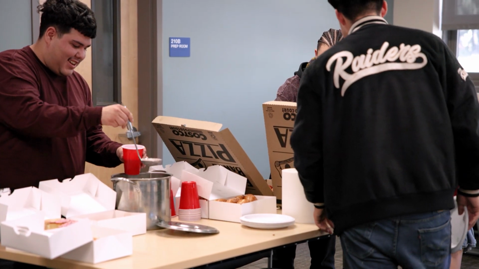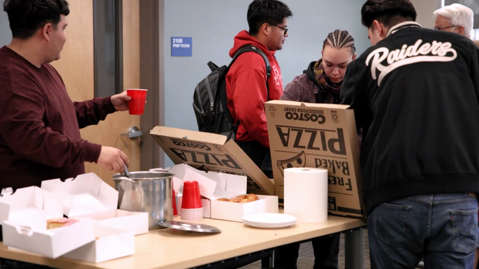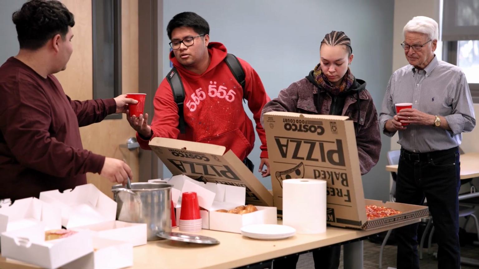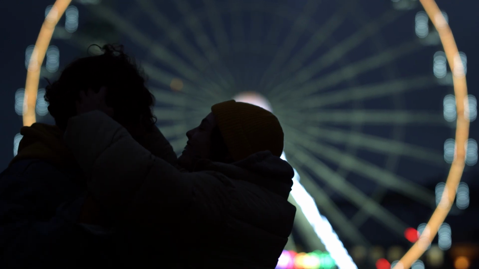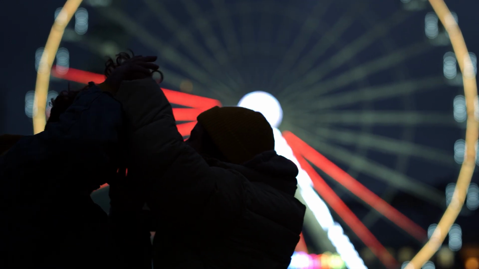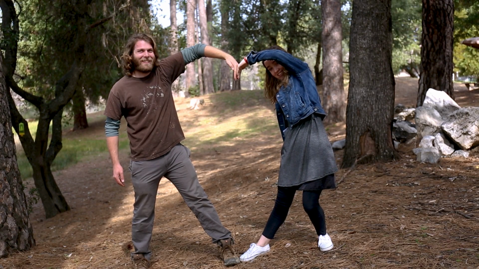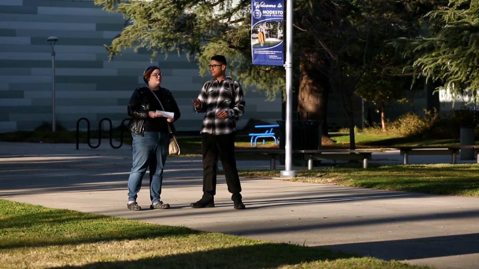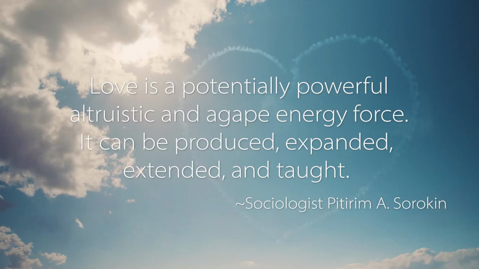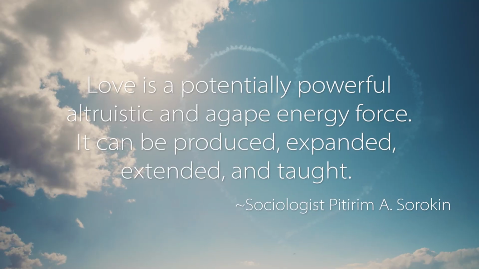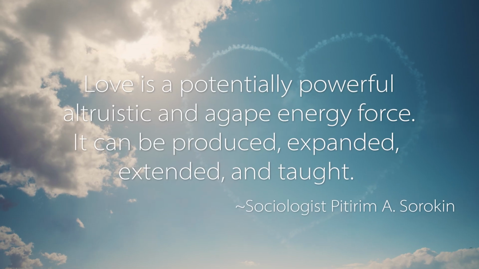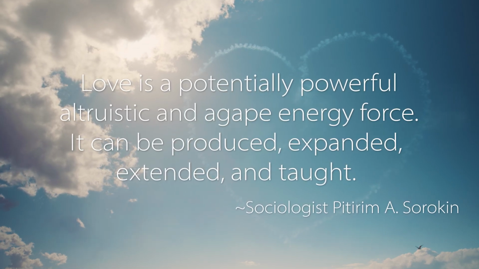In collaboration with students doing field work, interviewing and observing fellow students and others, the focus was on how they define and design altruistic, loving, and caring-driven, social uniting relationships. We aren't just talking about romantic love, but all types of love. Relationships, family, friends, co-workers, classmates, and even the love that strangers can extend towards one another. Love is a potentially powerful, altruistic, and agape energy force that can be produced, expanded, extended, and taught.